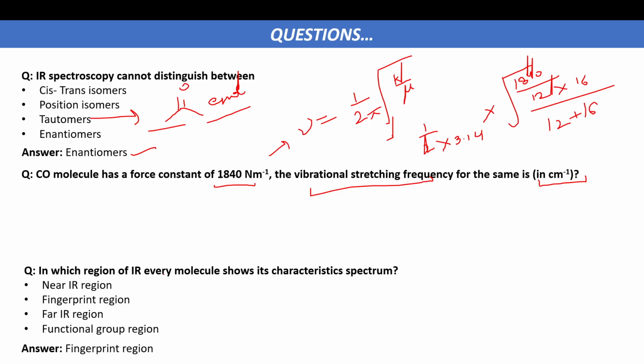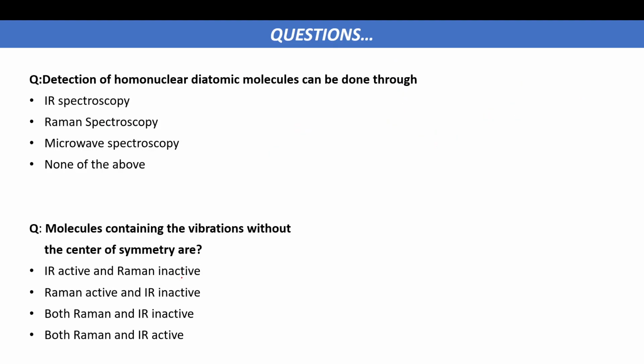Next, in which region of IR will a molecule show its characteristic spectrum? Near IR, fingerprint, far IR or functional group? So the characteristic spectrum is shown by the fingerprint region. Next, detection of the homonuclear diatomic molecules can be done through IR, Raman, microwave spectroscopy or none of the above. Anyone? What will be the answer to this?